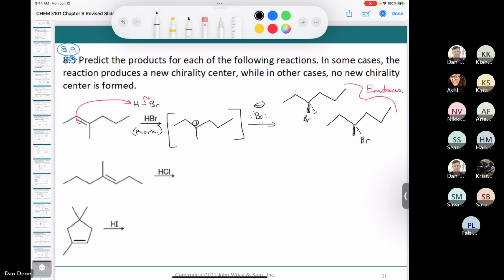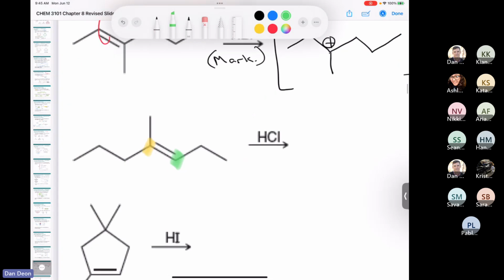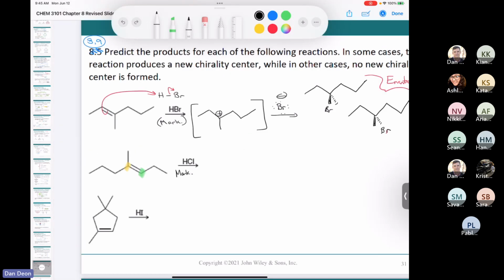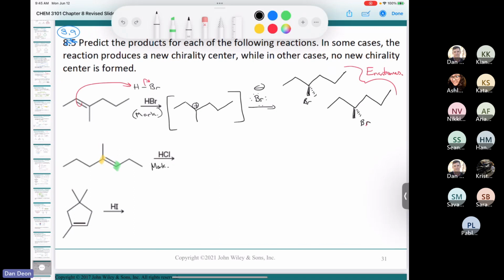Right, if I highlight this carbon in yellow and this carbon in green, which one of those two carbons is going to take the chlorine? The yellow one or the green one? Which one will take the chlorine? Well, it's going to be, right, because this is Markovnikov addition. So the chlorine ends up on the more substituted carbon. Yes. And so if we draw the product, we have something that looks like this.